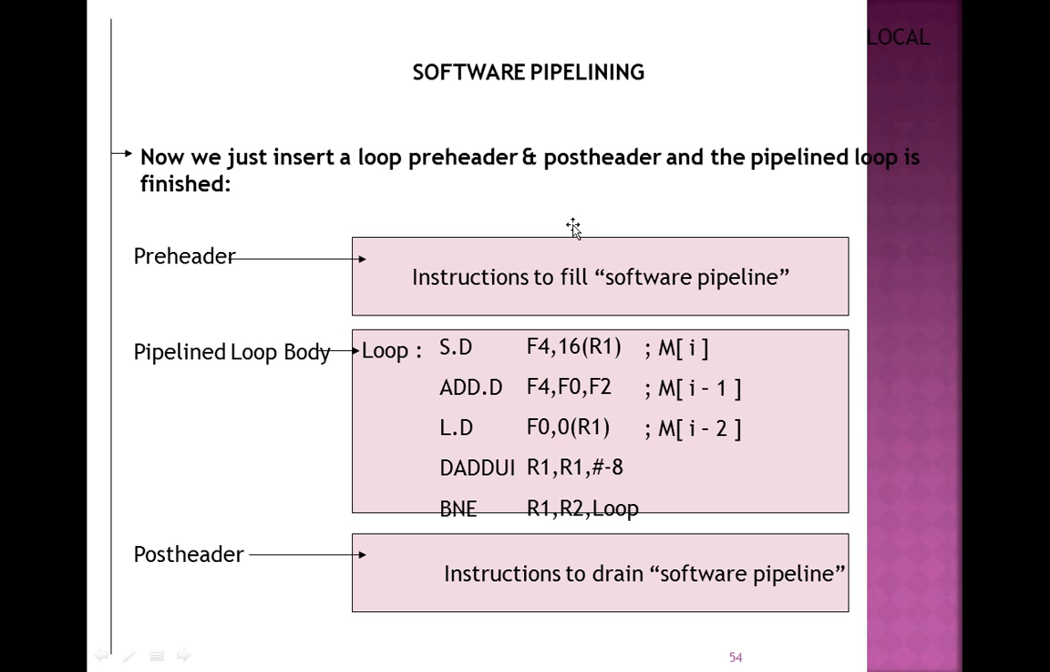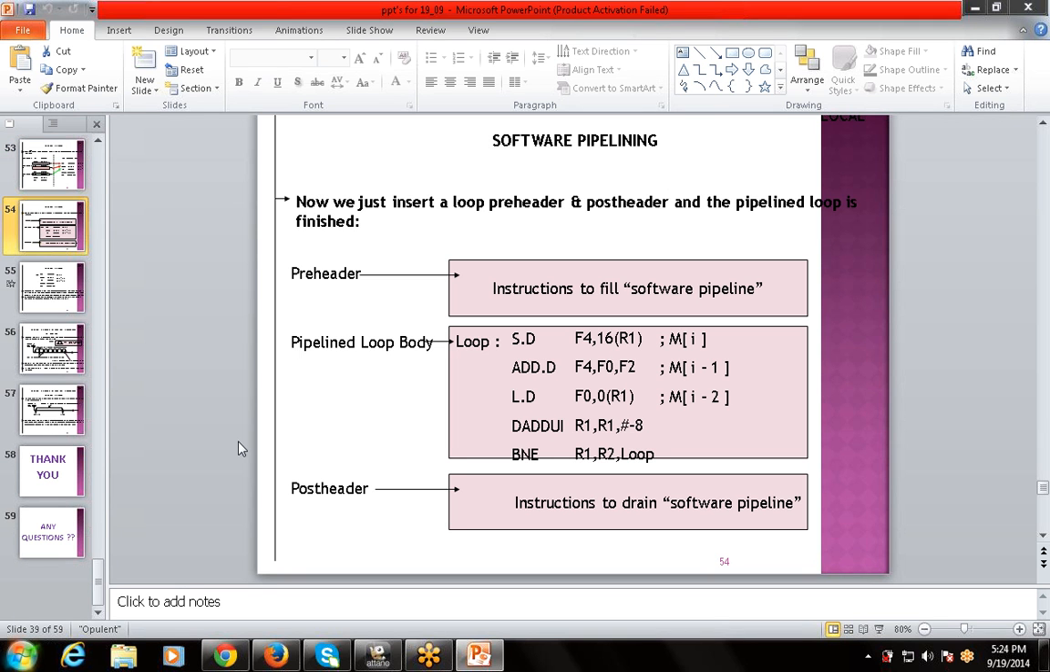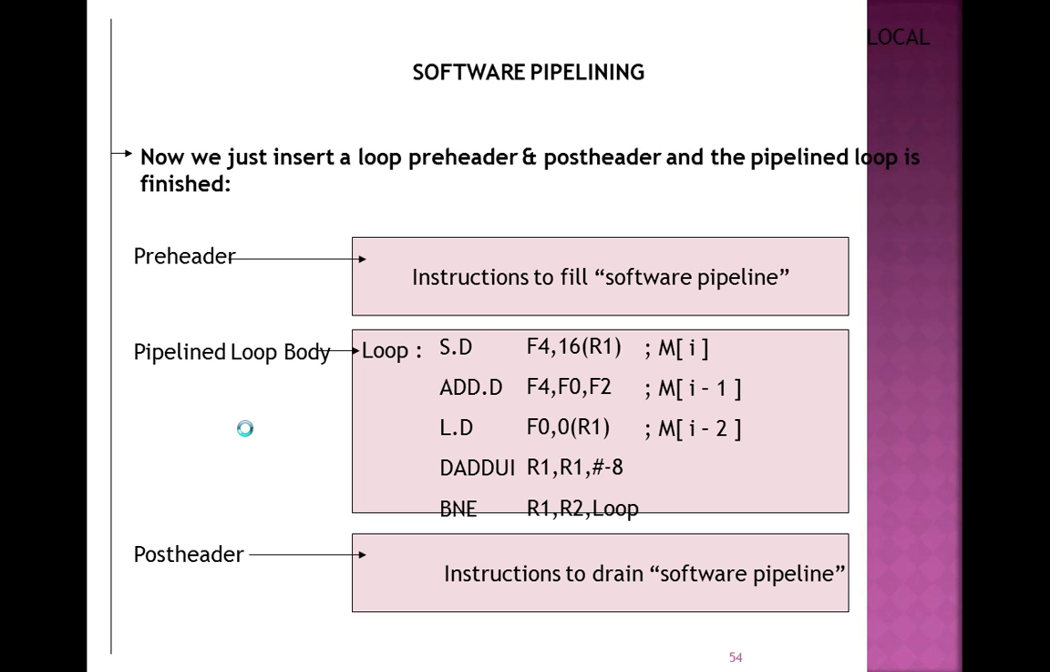Now we just insert a loop pre-header and post-header, and the pipeline loop is finished. This is the pre-header and this is the pipeline loop body. There is a post-header also. The pre-header is the instructions to fill the software pipeline. The pipeline loop body is the loop.